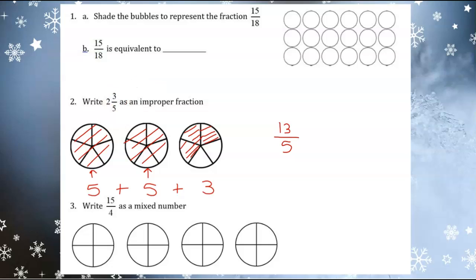Now, how that works is back in middle school, you did 2 times 5 because you have 2 wholes times 5 apiece. And then you added the top, the numerator, and whatever you got, that always stayed over that denominator. So 2 times 5 is 10, plus 3 is 13 over the denominator.